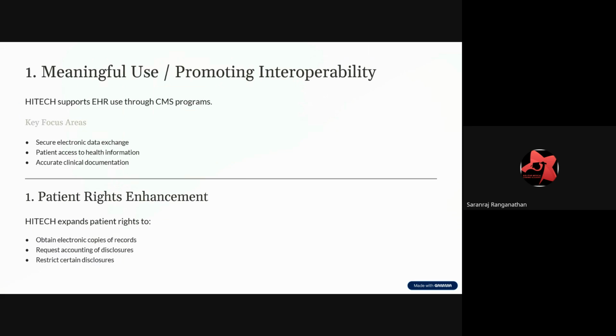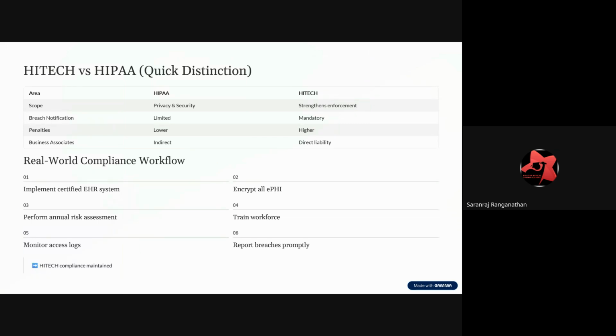The questions are going to be interrelated. We cannot think everything is HIPAA. Something will come under HITECH. So you need to understand that scenario, then come to the conclusion. That is very, very mandatory. Then HITECH and HIPAA, that is the reason I included this here. Scope: HIPAA covers privacy and security, and HITECH strengthens the enforcement. Whatever is followed in HIPAA will be strengthened by HITECH.